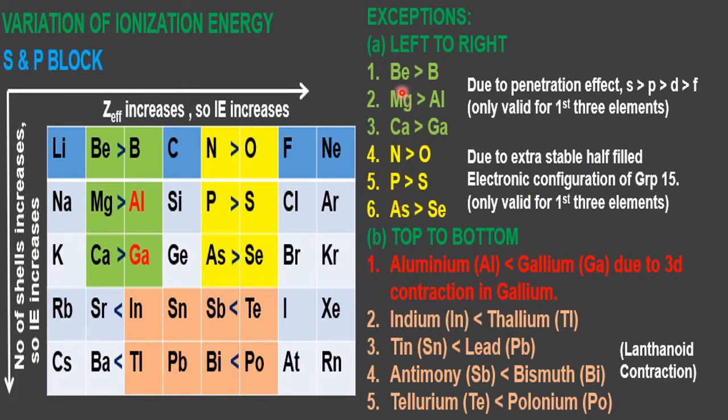IE of beryllium is more than boron. If you move from left to right, IE should increase. Boron is on the right side of beryllium. So if you move from beryllium to boron, we are moving from left to right. But what is happening here? IE is decreasing, against the general trend.